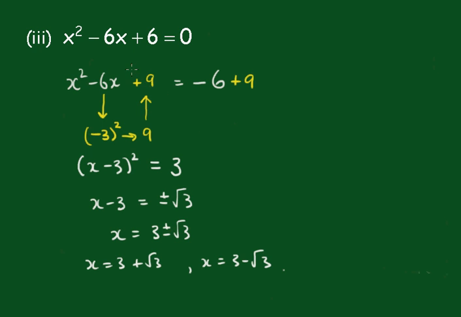Now later on you'll be given a formula. This technique is really good when there's a 1 in front of the x squared, or it's monic, and the middle coefficient is an even number. It's a much faster method than the formula you'll be shown later on.